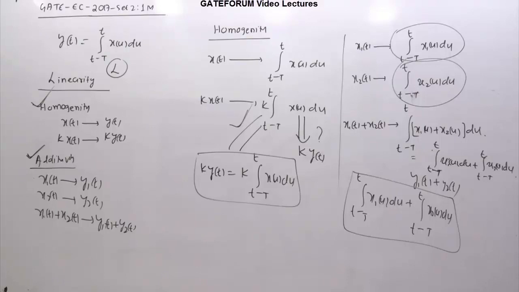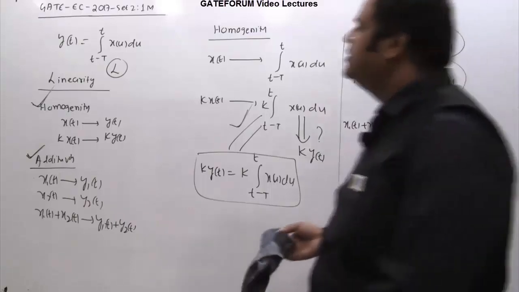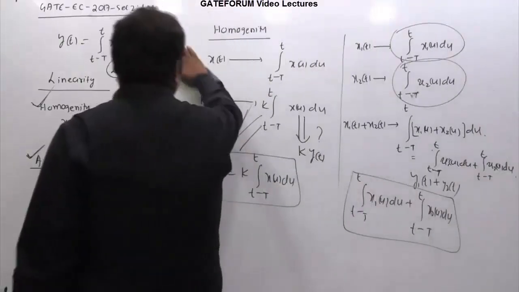In the homogeneity case, you first give the input alpha x(t) and check what the output is, and that output should be equal to alpha times y(t), or k times y(t). Then it is homogeneity. Similarly, in this case, you give the individual inputs and get their outputs. Like here, I have given x1(t) and x2(t), and I got their outputs. Then you give the combination of them. That combined output should be equal to the sum of the individual outputs. So this should be equal to the sum of this, and that's what is happening. So this is satisfying additivity. So it is satisfying homogeneity and additivity, so it is said to be a linear system.